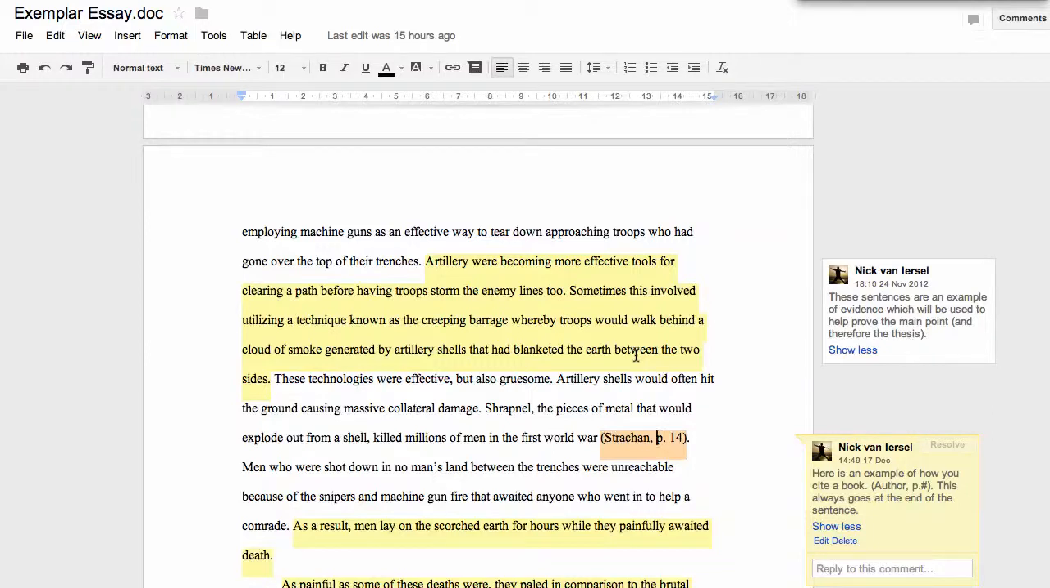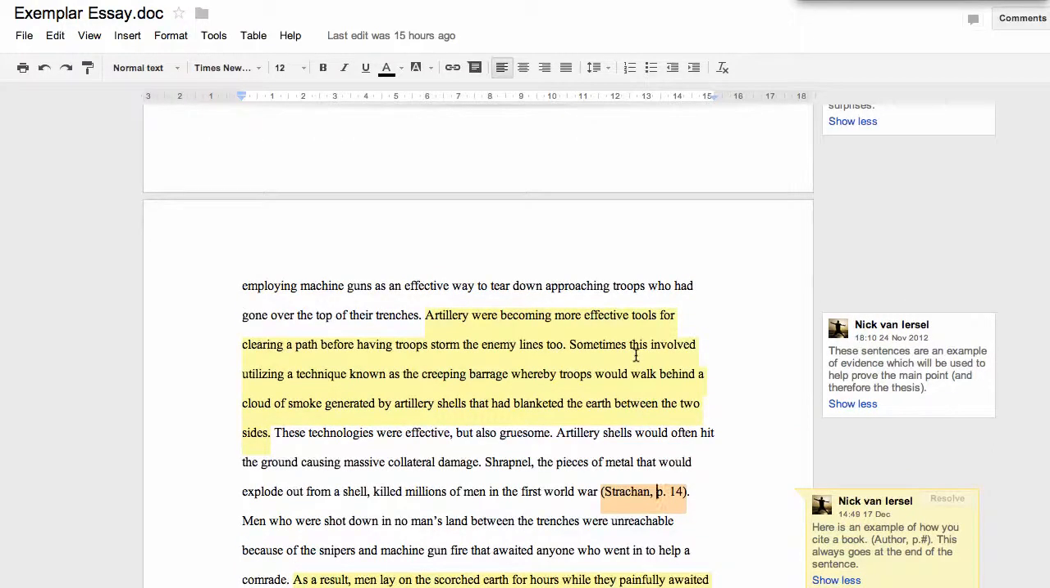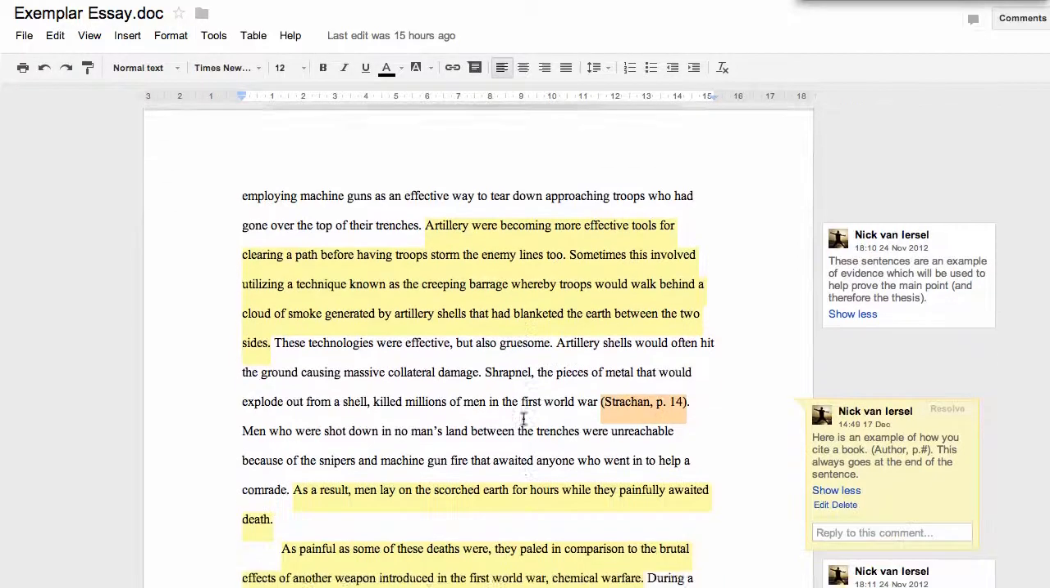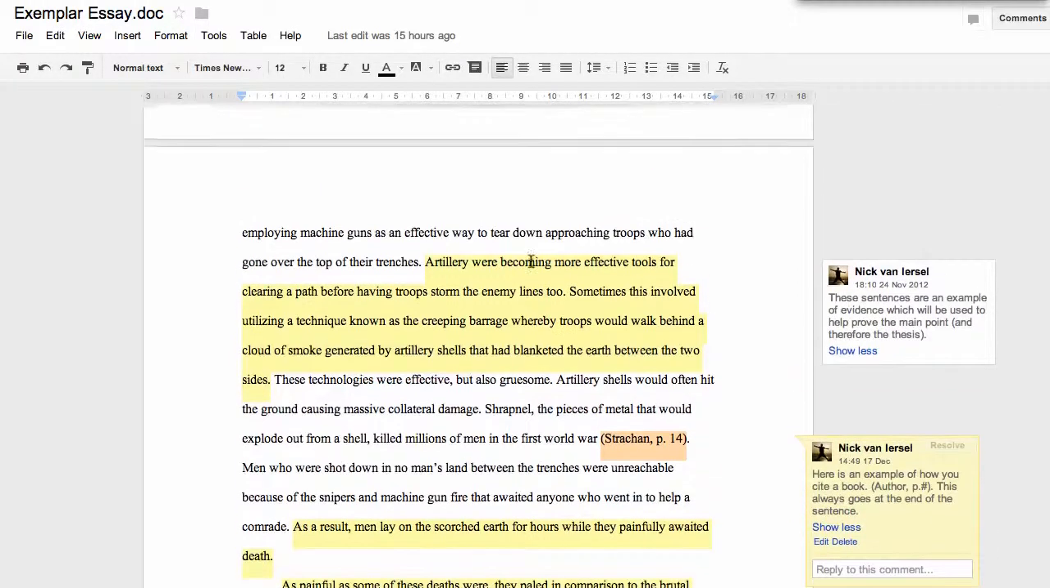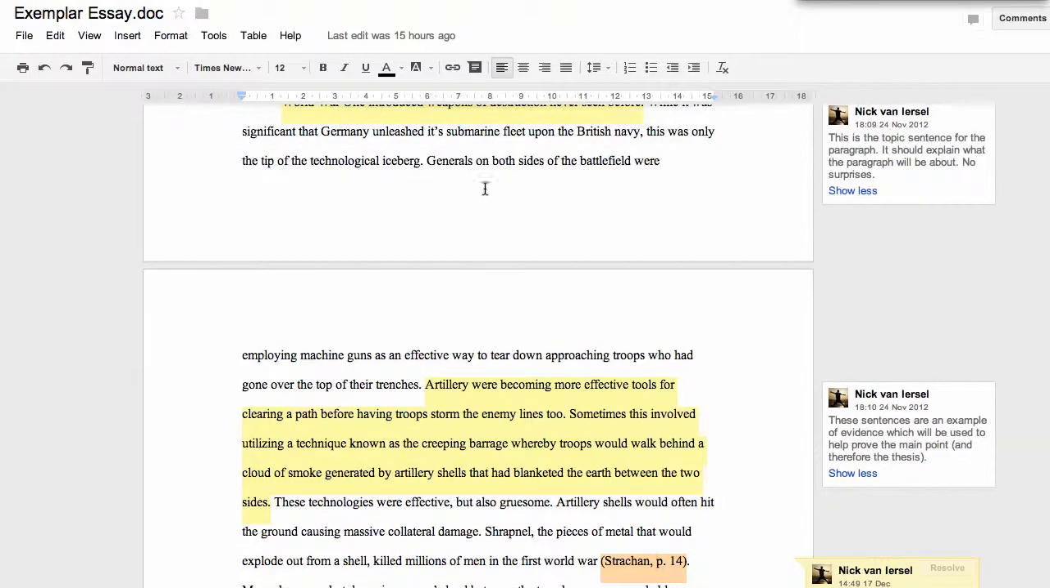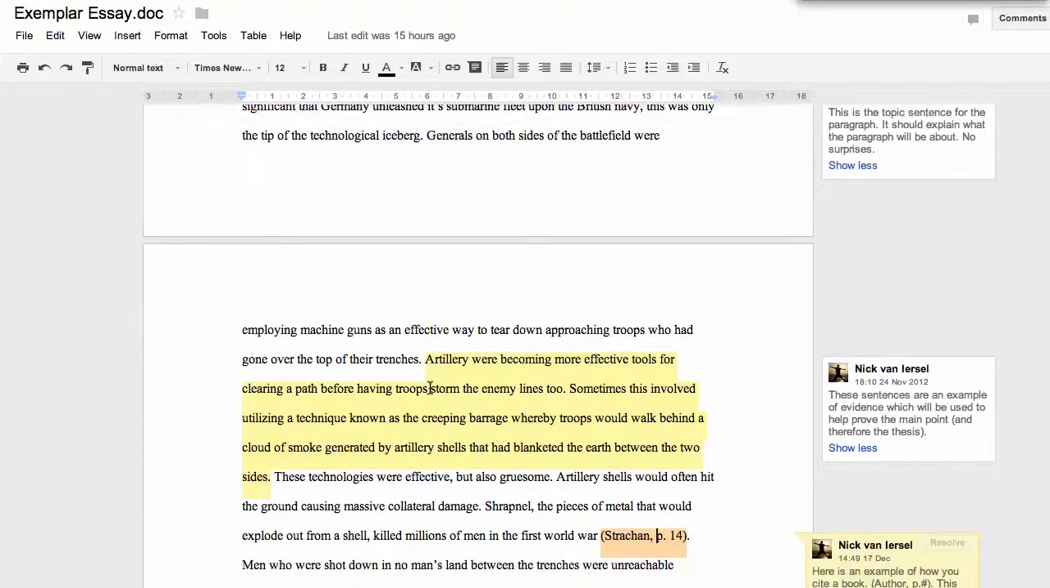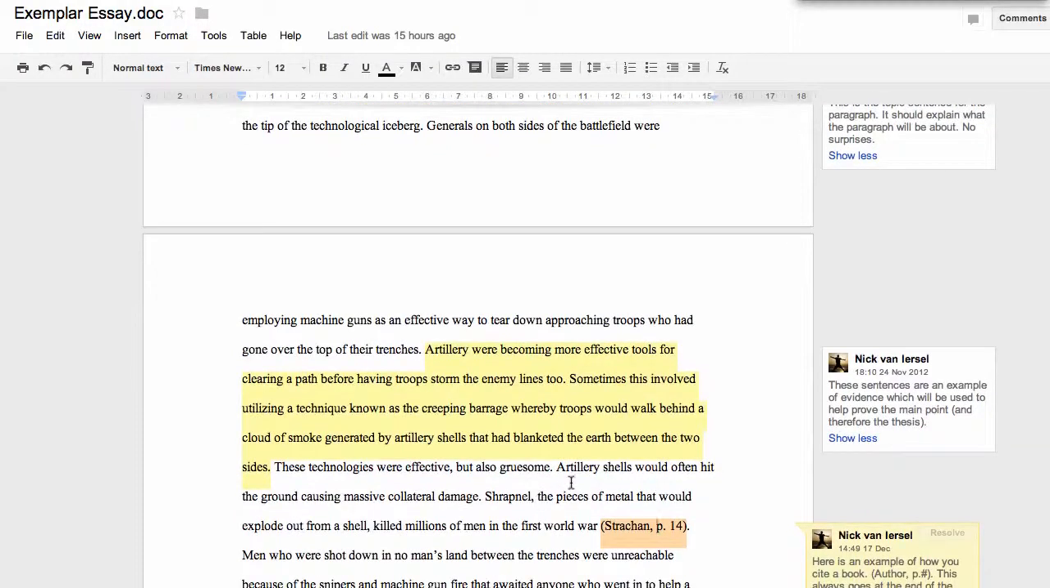Generally, what you want to do is introduce the argument. You want to then provide the examples and the stats. And then you want to follow it up with what that actually means. So to take through an example here, we've got generals on both sides of the battlefield were employing machine guns as an effective way to tear down approaching troops who had gone over the top of their trenches. That's going to build into the actual examples. You'll see one, for example, here.